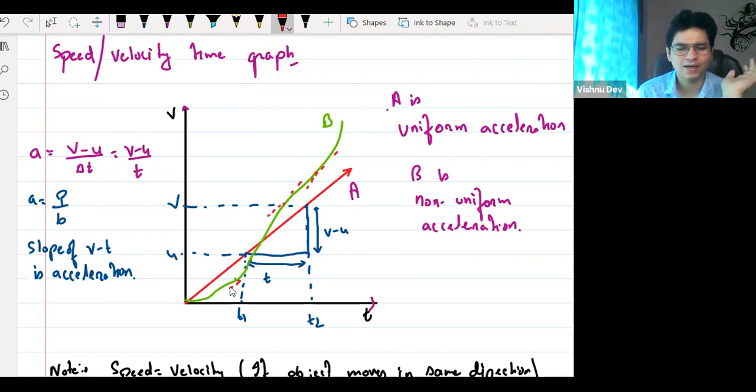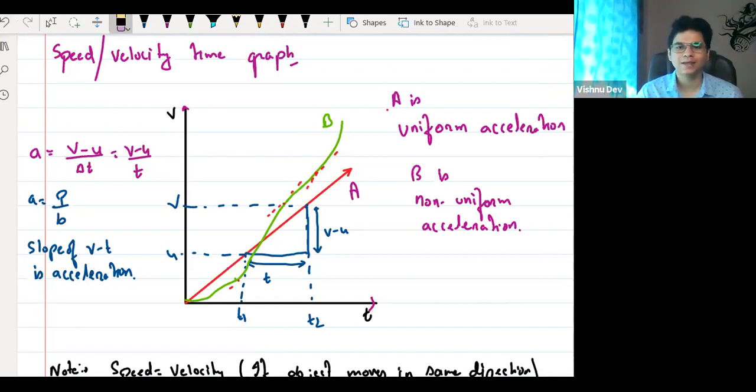Simple, right? Because when you talk about A, it is a uniform acceleration, it's a constant, so we can find the average acceleration. But this is non-uniform acceleration. That's the meaning of non-uniform, that the acceleration keeps on changing at each and every point with time.